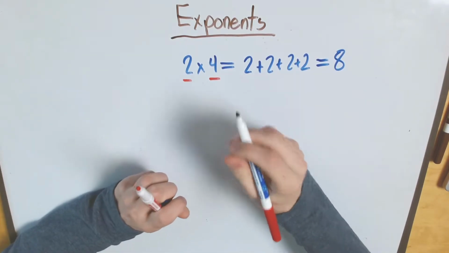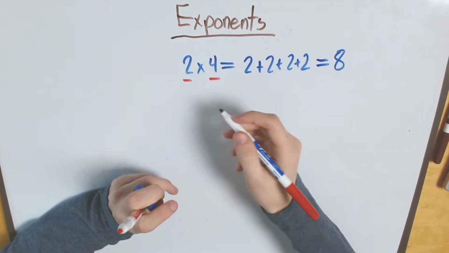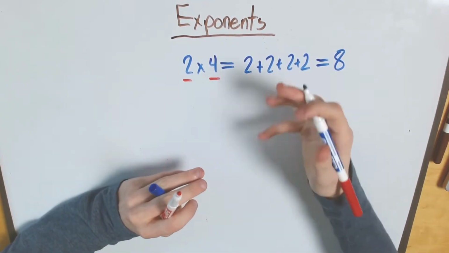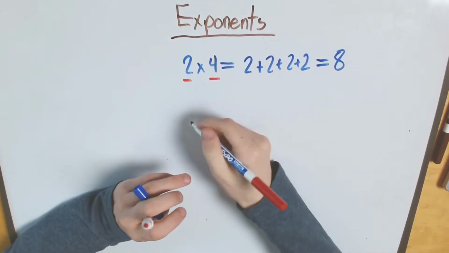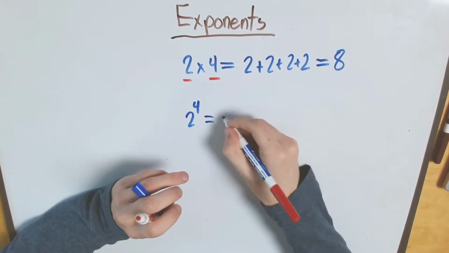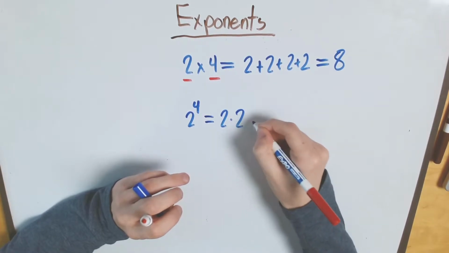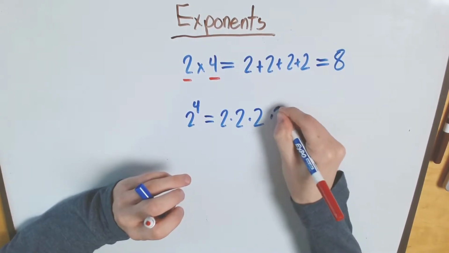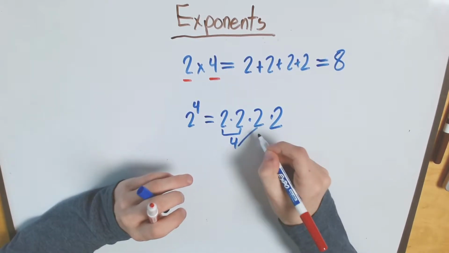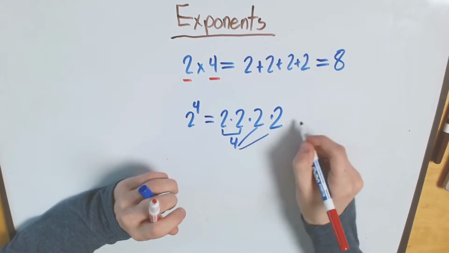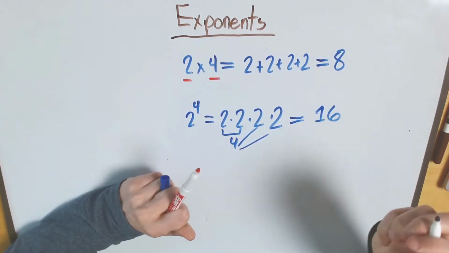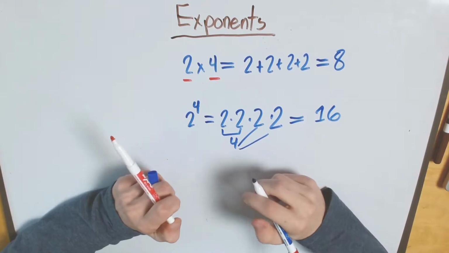Exponents are just like this, except instead of adding together something a certain number of times, we're multiplying it together a certain number of times, right? Take 2 to the 4. That's the same as 2 times 2 times 2 times 2, right? 2 times 2 is 4, 4 times 2 is 8, 8 times 2 is 16. So 2 to the 4 is 16. And that's the core of what exponents are.